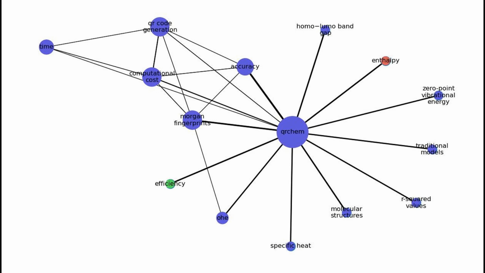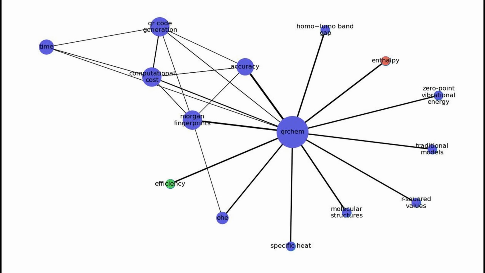When comparing QRChEM to traditional models based on Morgan fingerprints and one-hot encoding, significant results highlighted its advantages in prediction accuracy and efficiency for estimating materials properties. QRChEM demonstrated notably higher performance, with its models showing R-squared values that were significantly greater than those achieved by the OHE and Morgan fingerprint-based models. This indicates that QRChEM better captures the relationships between molecular structures and their properties, making it more effective in predicting outcomes like specific heat, enthalpy, zero-point vibrational energy, and HOMO-LUMO band gap.